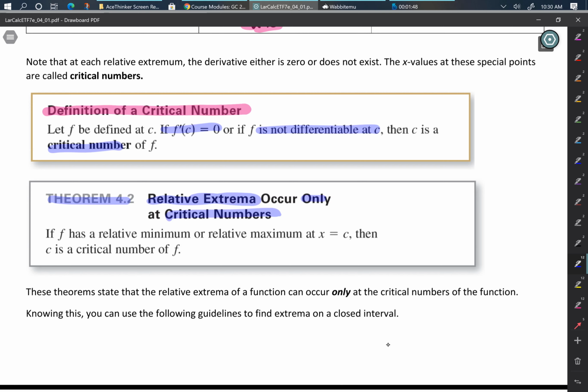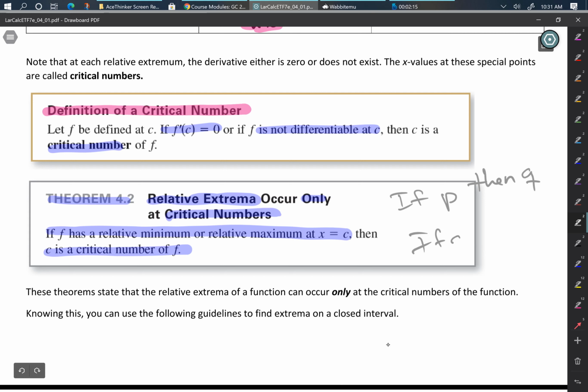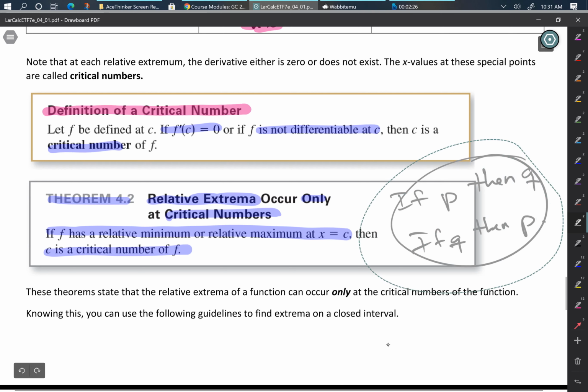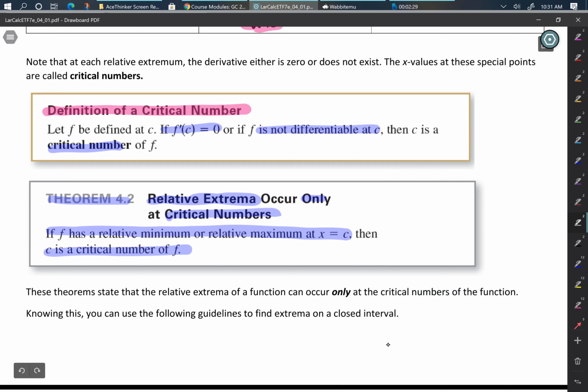Now be careful here. This says that if you have a max or a min at c, then c is a critical number. This does not say that if c is a critical number, you're going to have a max or a min there. It says if you got a max or a min, then it is a critical number. So if you've studied logic at all, if p then q is not the same as if q then p. These are not the same statements. So if you've got maxes or mins, then you're looking at critical numbers. That doesn't mean the same thing as if you're looking at critical numbers, you got maxes and mins.